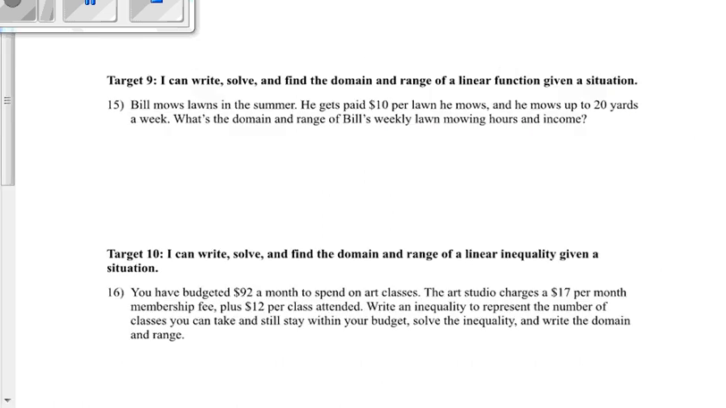And then we have our two word problem targets on the back. 15 says Bill mows the lawn in the summer. He gets paid $10 per lawn he mows and mows up to 20 yards a week. What's the domain and range of Bill's weekly lawn mowing hours and income? So he gets paid $10 a week. So remember, we start with an equation. That equation is going to be y equals 10x.